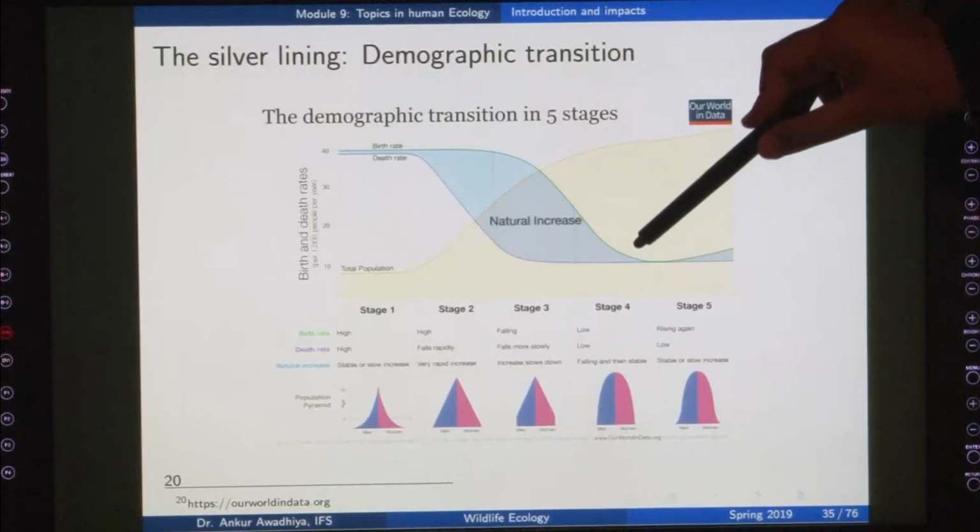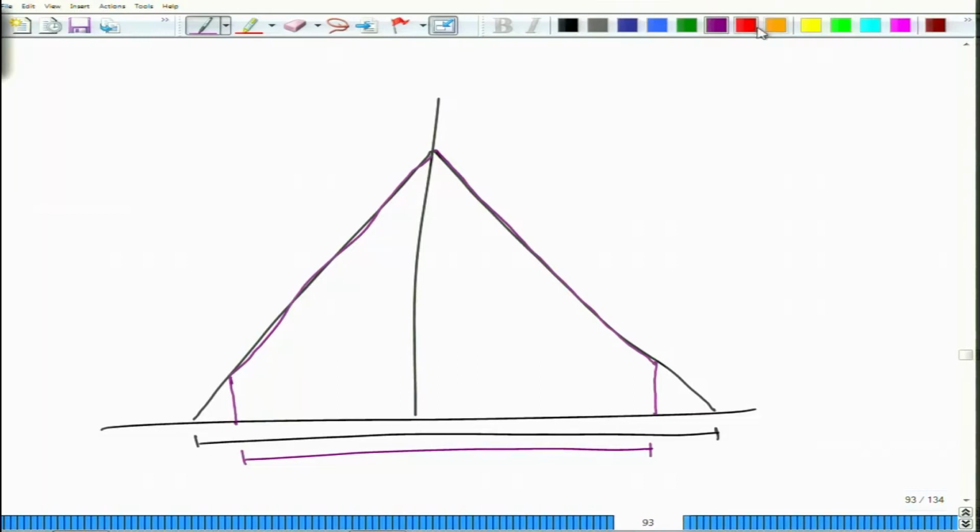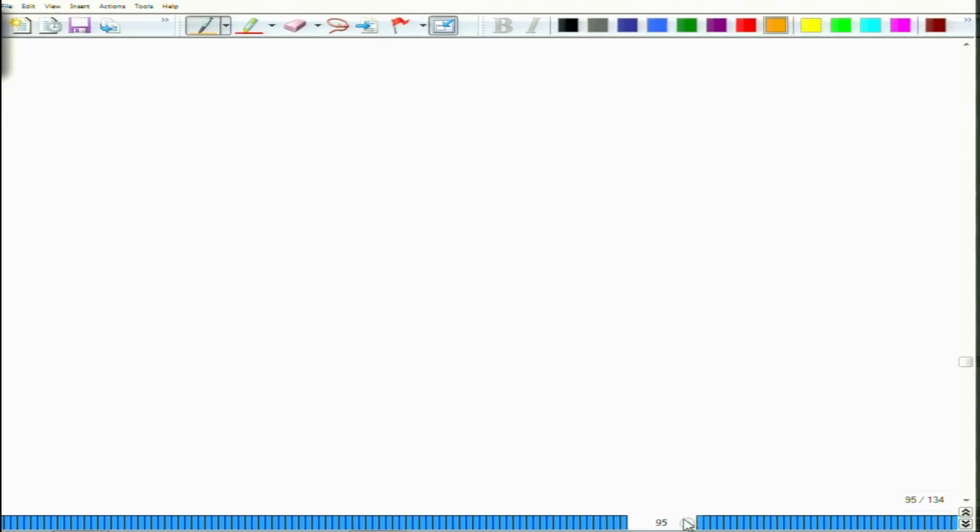Now, in the fourth stage, when you have a low birth rate and a low death rate, what is happening is that after having this particular shape of the curve, now what the society is trying to do is to convert it into a shape that looks like this.